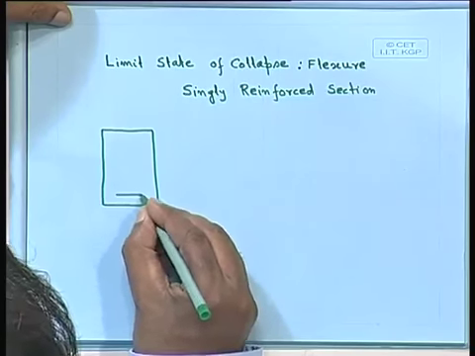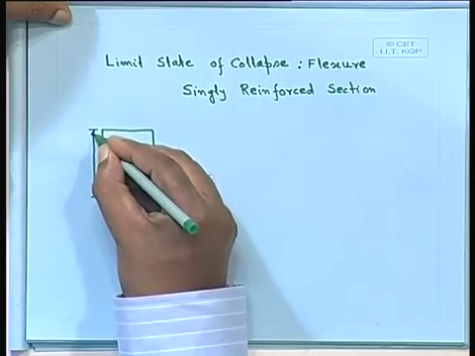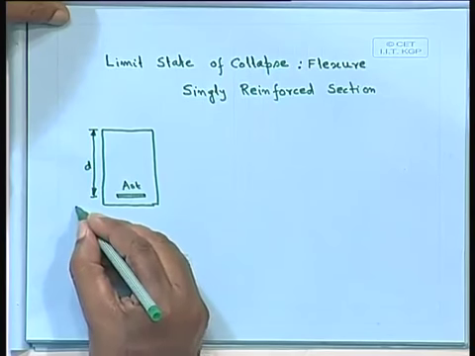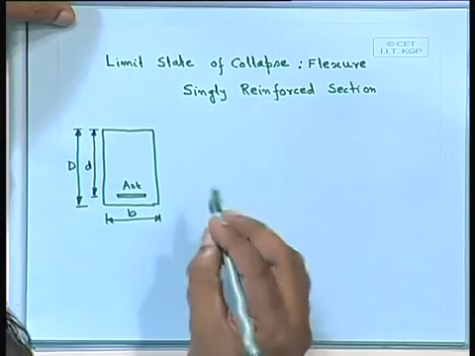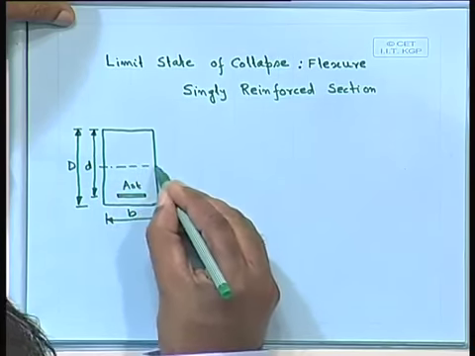d, the effective depth, small d. Though we do not need capital D right now, let us write it down for completeness. This is your capital D. We have the width of the beam, small b, and we should have the neutral axis.